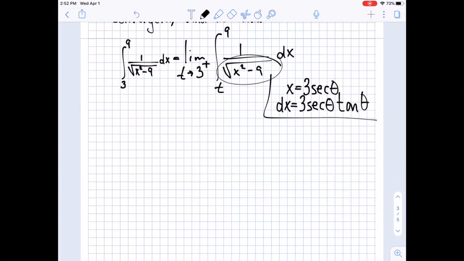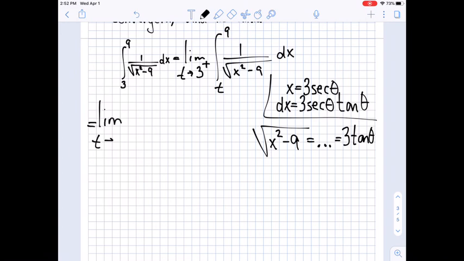Now let's take a look at this radical in the denominator. So we have the square root of x squared minus 9. If we sub in x equal to 3 secant theta and simplify, you should end up here with 3 times tan theta. So now let's go sub everything in. We have limit as t approaches 3 from the right. In the numerator, we have just dx, and dx we know is going to give us here 3 secant theta tan theta d theta, which now that I say it, I did forget to put in here the d theta on the side. Okay, so we have our numerator.